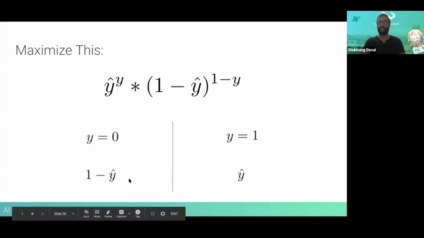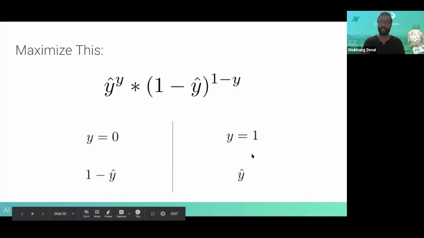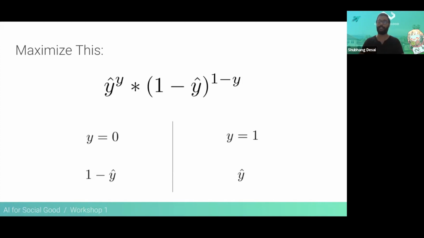In the case where y is equal to 1, we're maximizing y hat itself. And again, since y hat can be between 0 and 1, by maximizing y hat, we're bringing it as close to 1 as possible. Again, we want that to happen because that's the correct answer. Does that make sense? So in both cases, we're pulling y hat, our prediction, to be as close to the correct answer as possible.